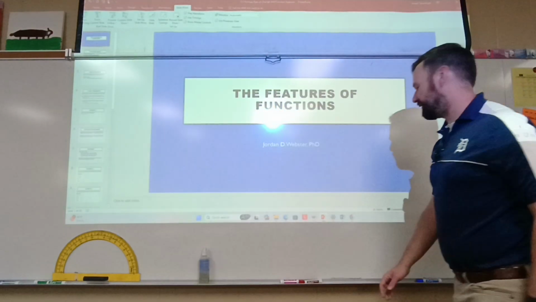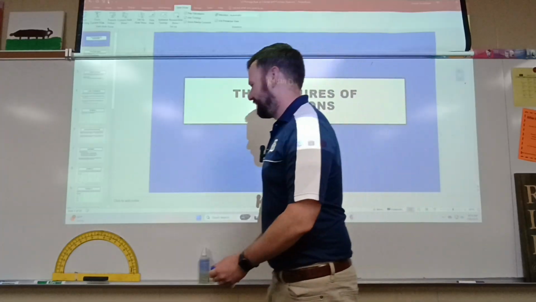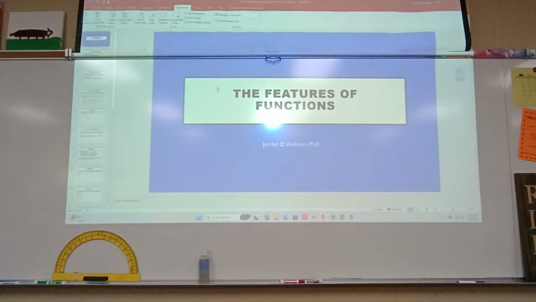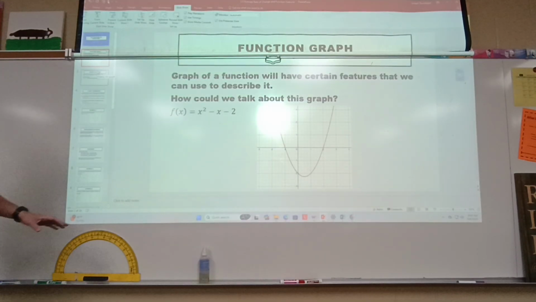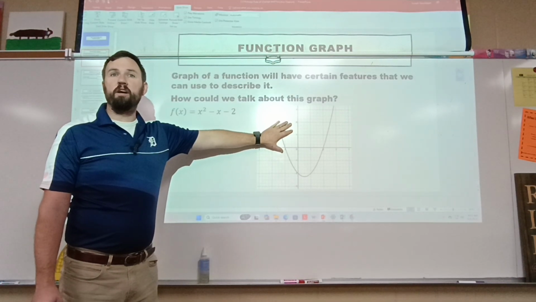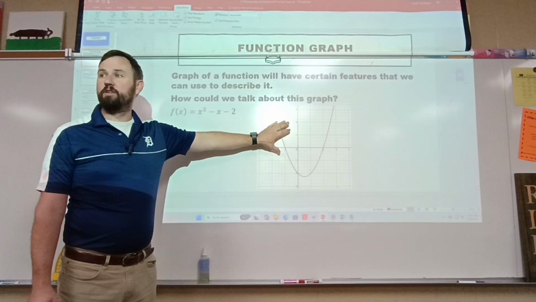There we go. The features of functions. It's going to be a good one. Actually, this is not as bad as what you guys think. This is a lot of looking at graphs and saying what's happening. So right now, when we look at this graph, how can we talk about it? What things do we notice about it? What are the important things?